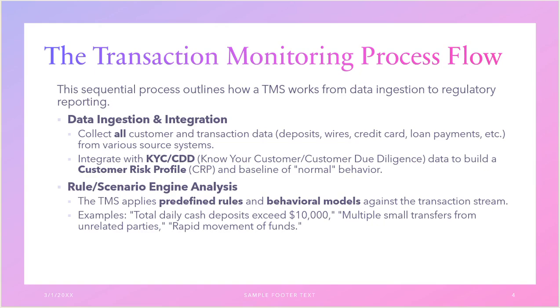So data is built on the customer risk profile, the CRP. So a customer risk profile will be created, along with a baseline of the normal behavior of the customer. Consider this the baseline or benchmark for the normal behavior of the customer. If that is breached, they can do further analysis on such a customer.